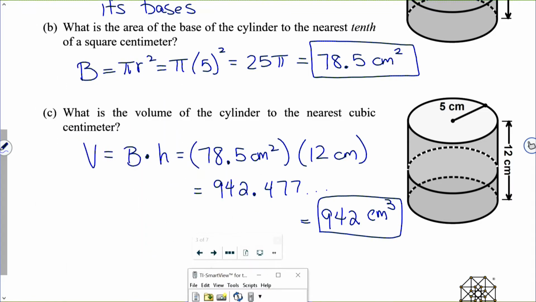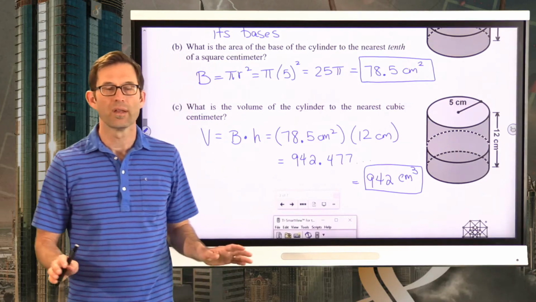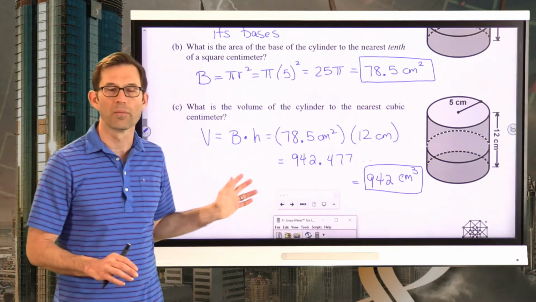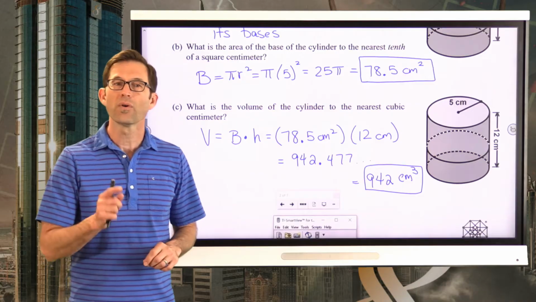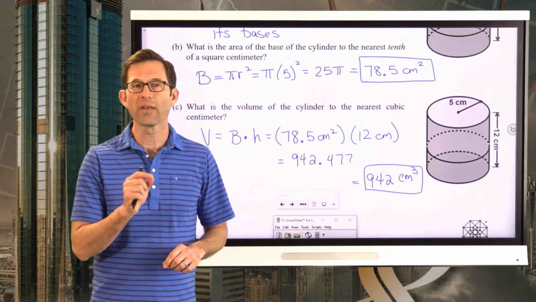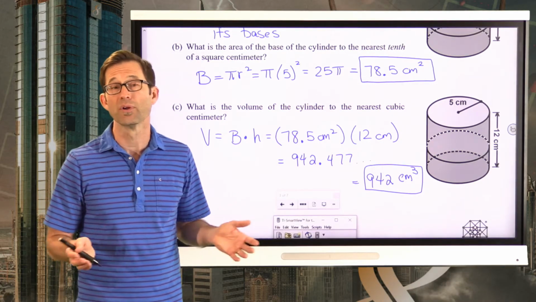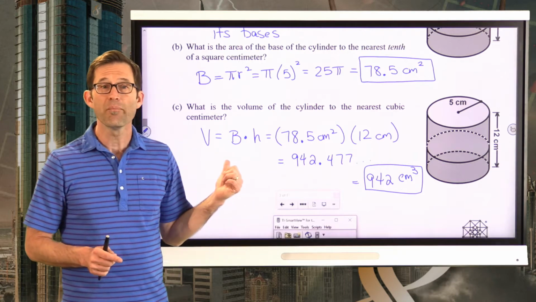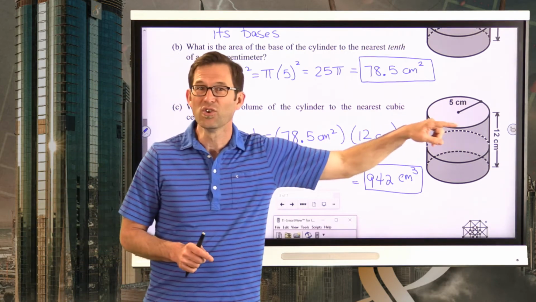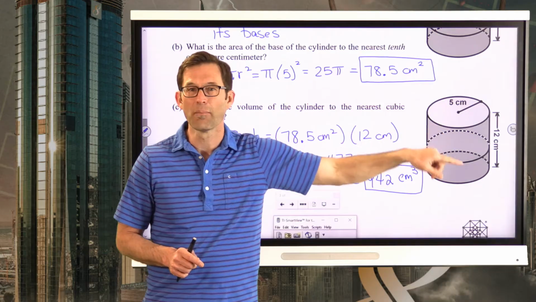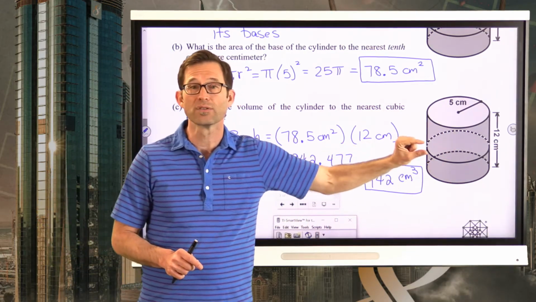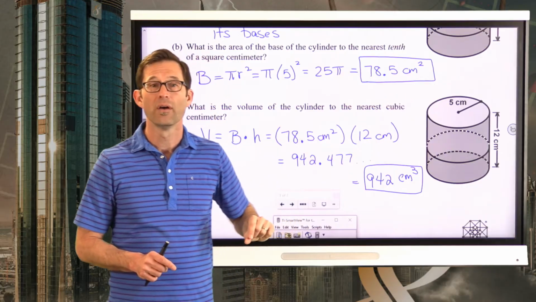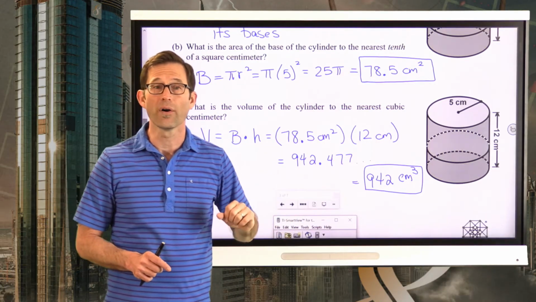Now, you might say to yourself, wait a second, this is the volume formula for a prism. Why can we use it for a cylinder? Well, keep in mind that really, all that volume formula for a prism said was you take the base area, which is how many cubes you could sit on top of this base, times the height, which is how many layers of cubes you can stack up, right? And that gives you your volume.